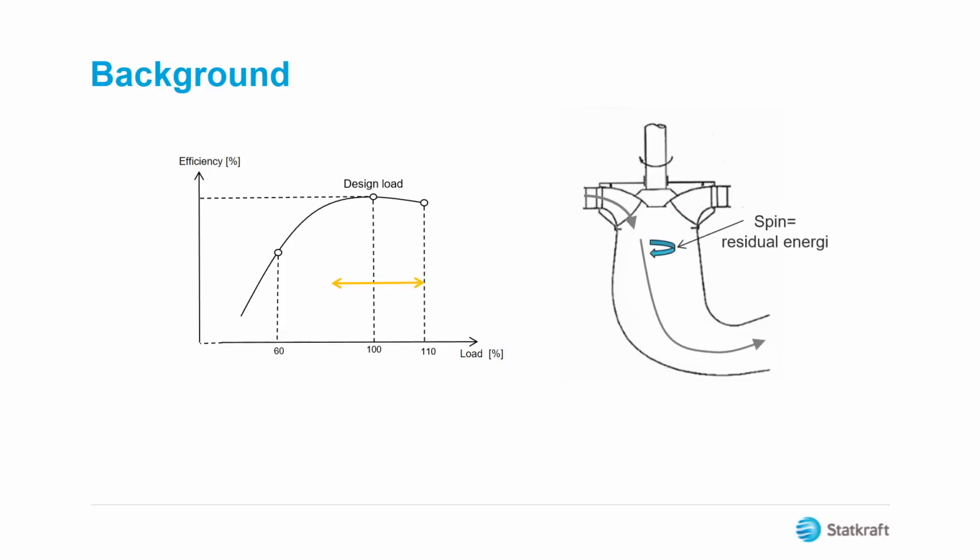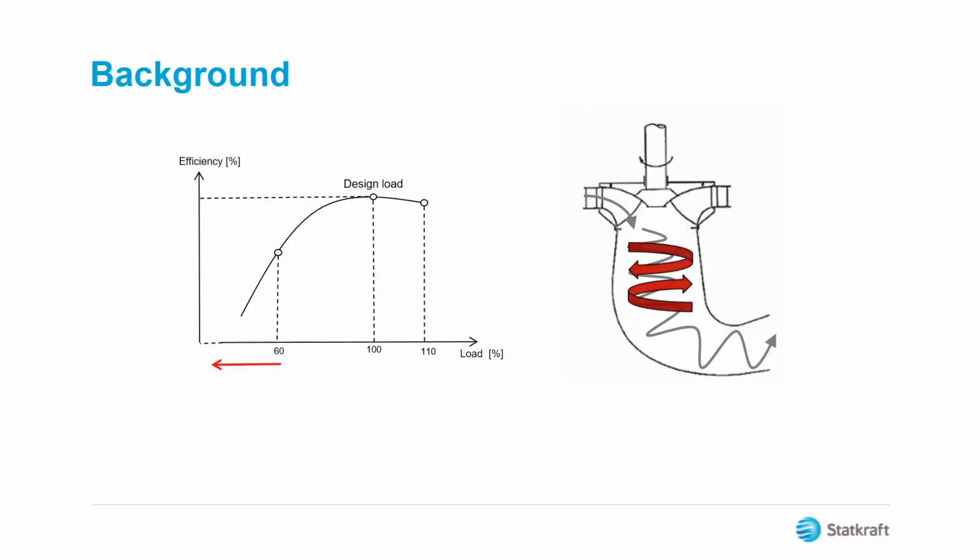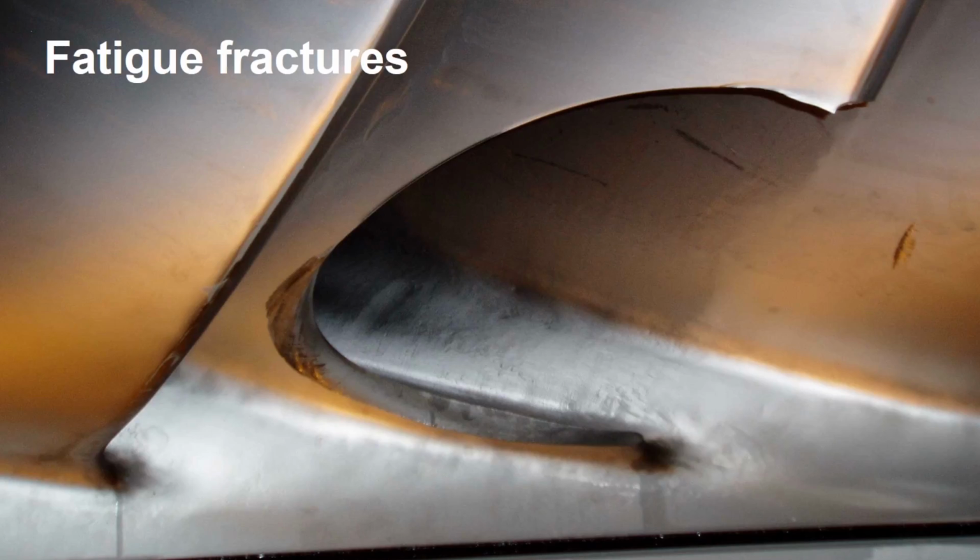However, as the load shifts away from the best efficiency point, more residual energy will be left in the water. This residual energy will result in a spin of the water in the draft tube. At part load, where the efficiency has dropped heavily and where the flow still is substantial, the rotation of the water will be such that heavy backflows and pressure pulsations can occur. These pressure pulsations can in time cause fatigue fractures to the runner.